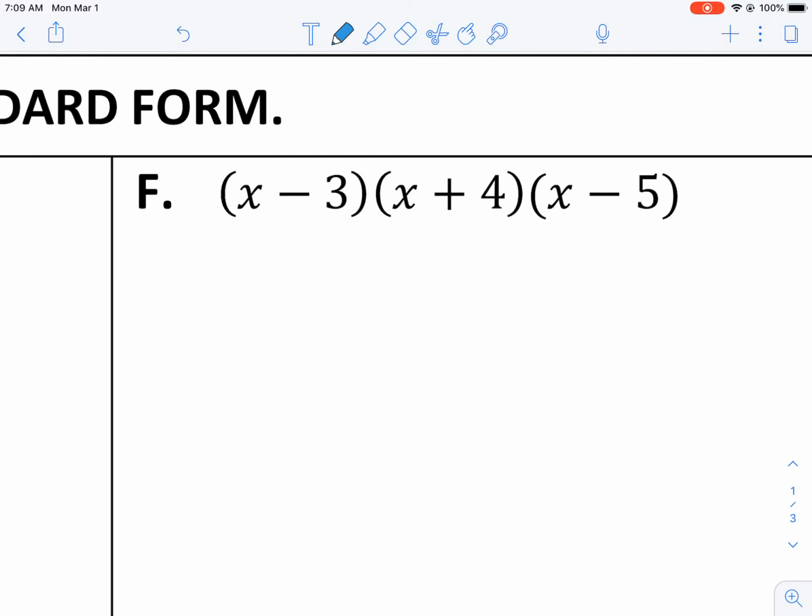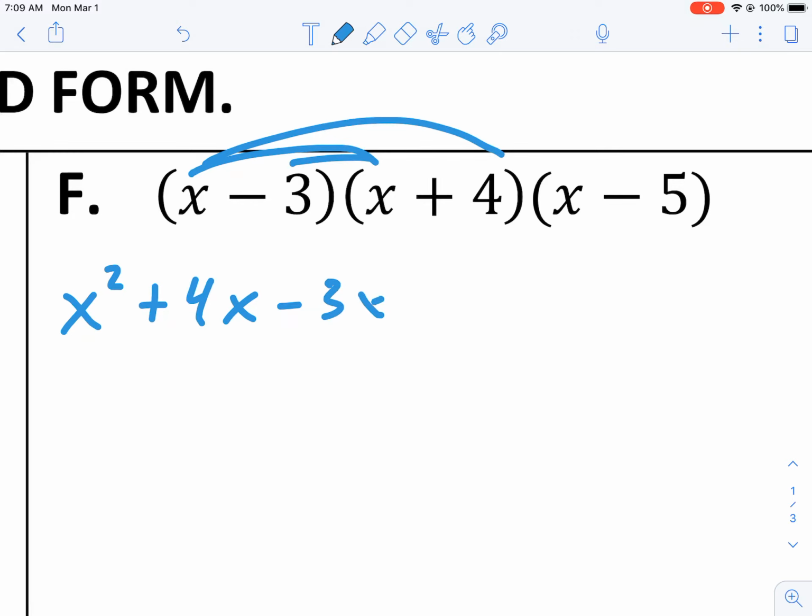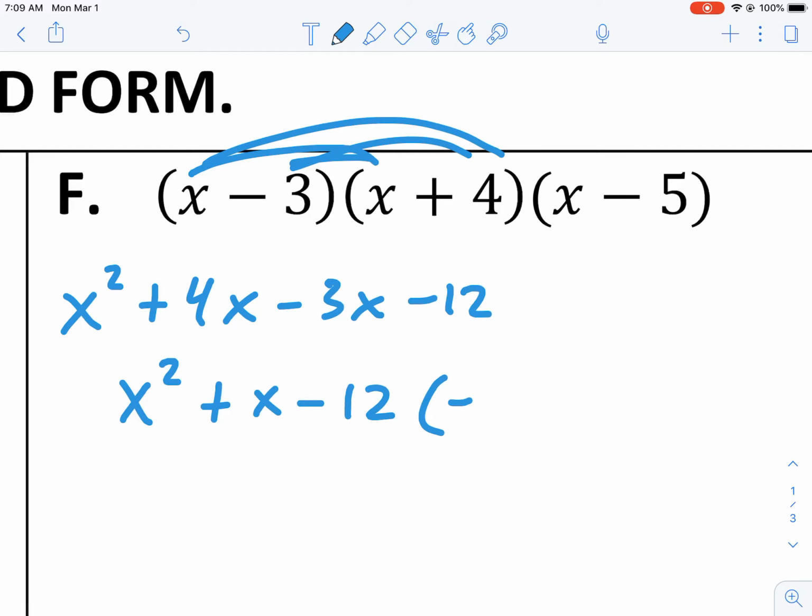This one, if you've got 3 different things, you're going to have to basically treat this as its own problem, and then its answer, you'll multiply by x minus 5. So you'll do your double distributive property to start. x times x, that'll be x squared. x times 4, that'll be 4x. Negative 3 times x, that'll be negative 3x. Negative 3 times 4, that's negative 12. We can combine like terms there, so that'll be x squared plus x minus 12. And then you still have the x minus 5.